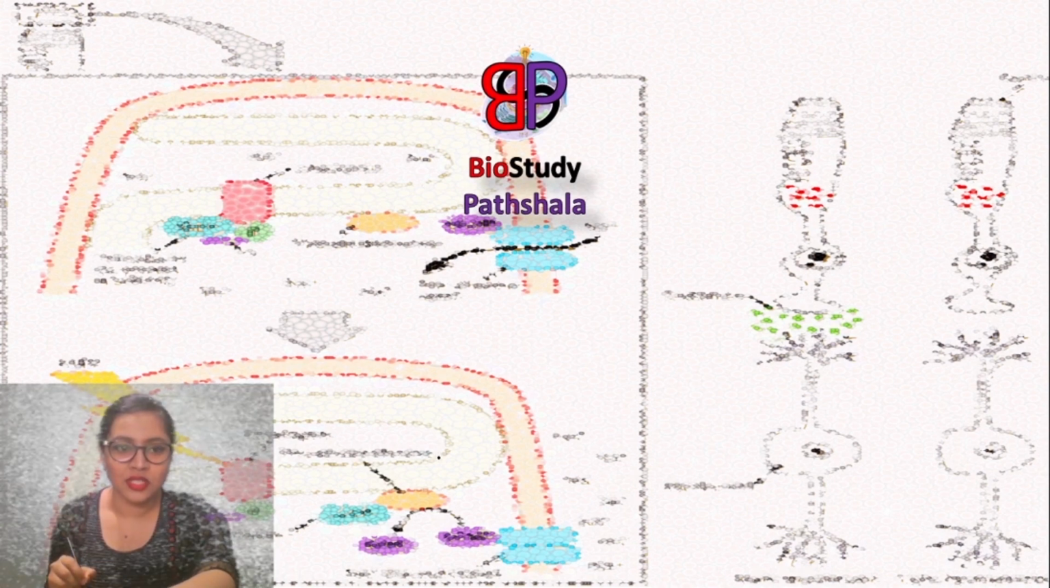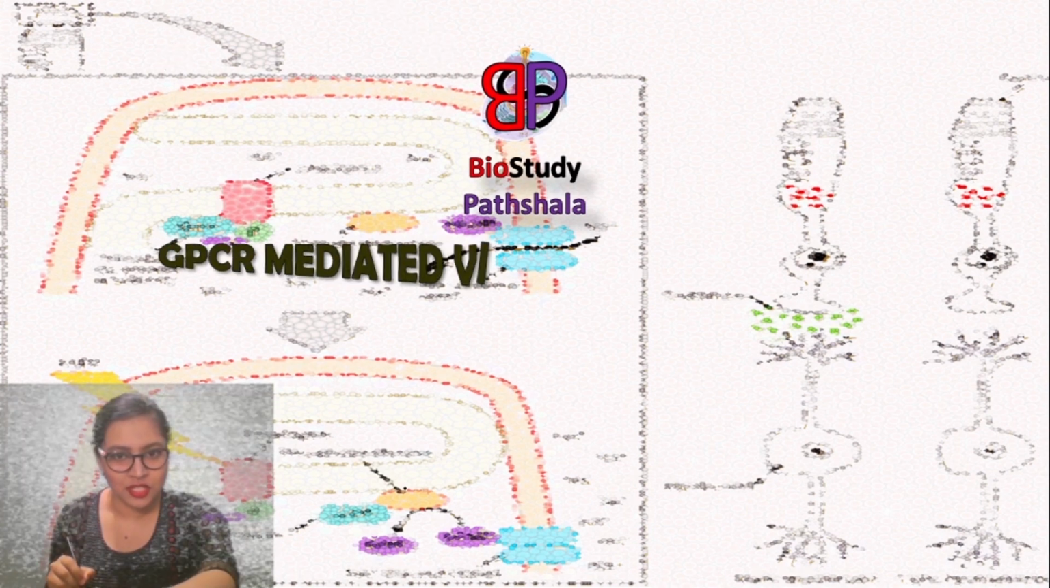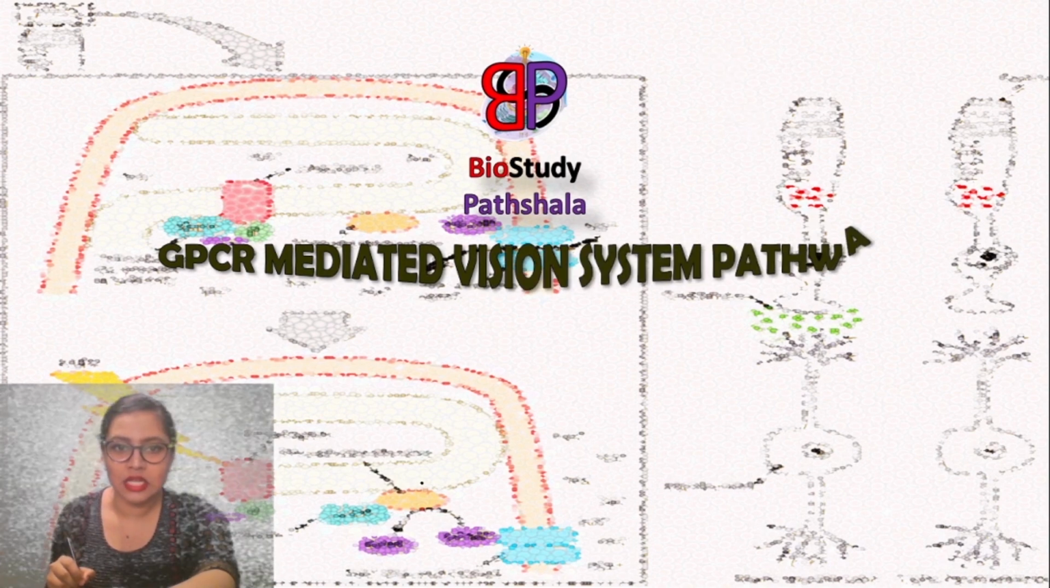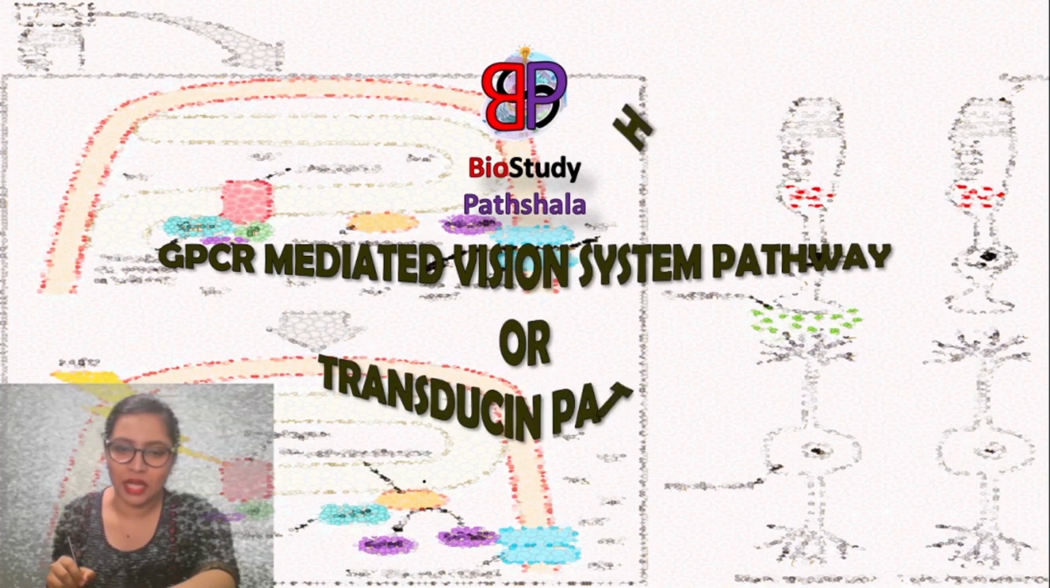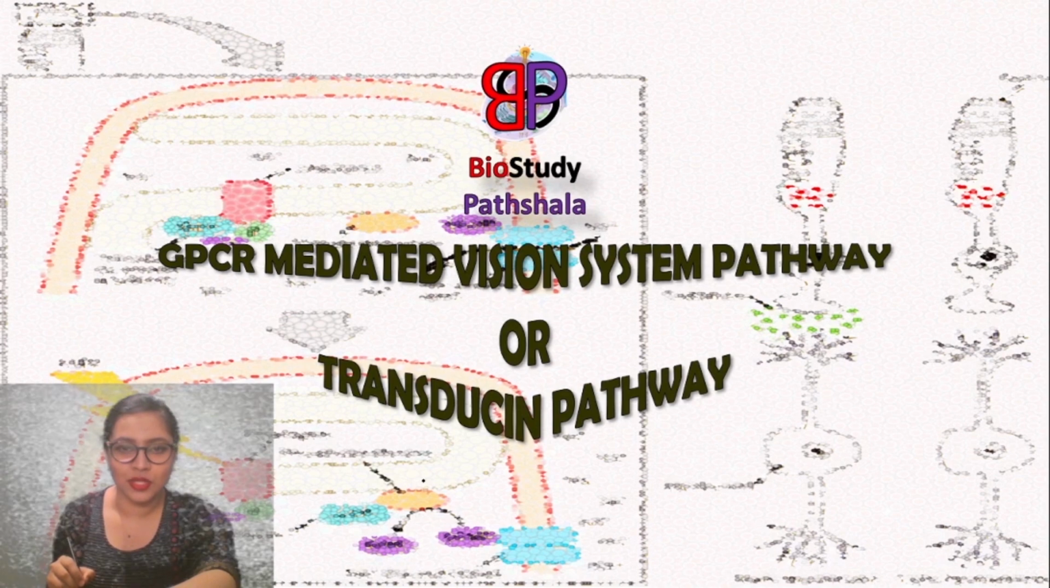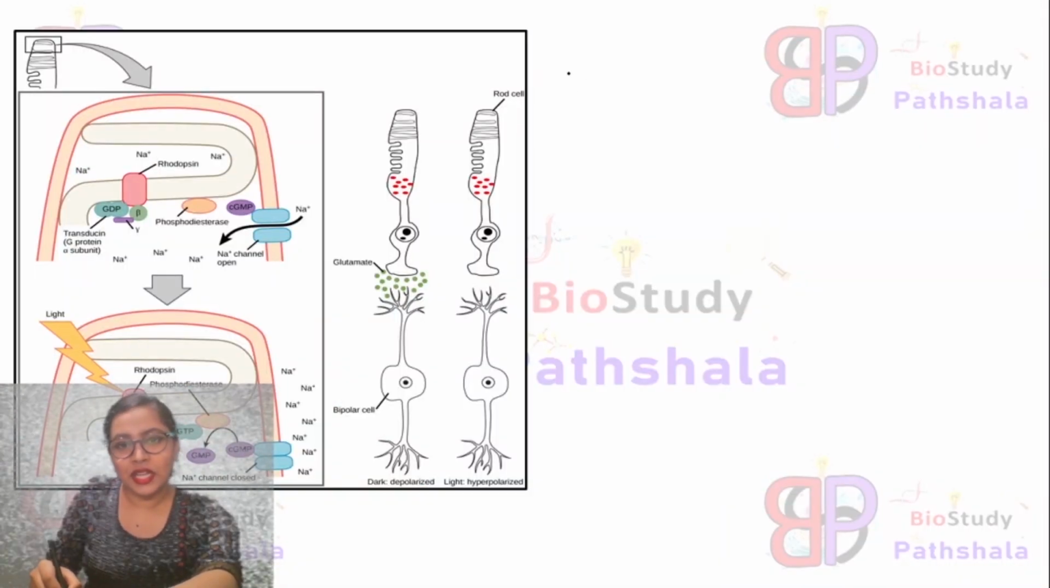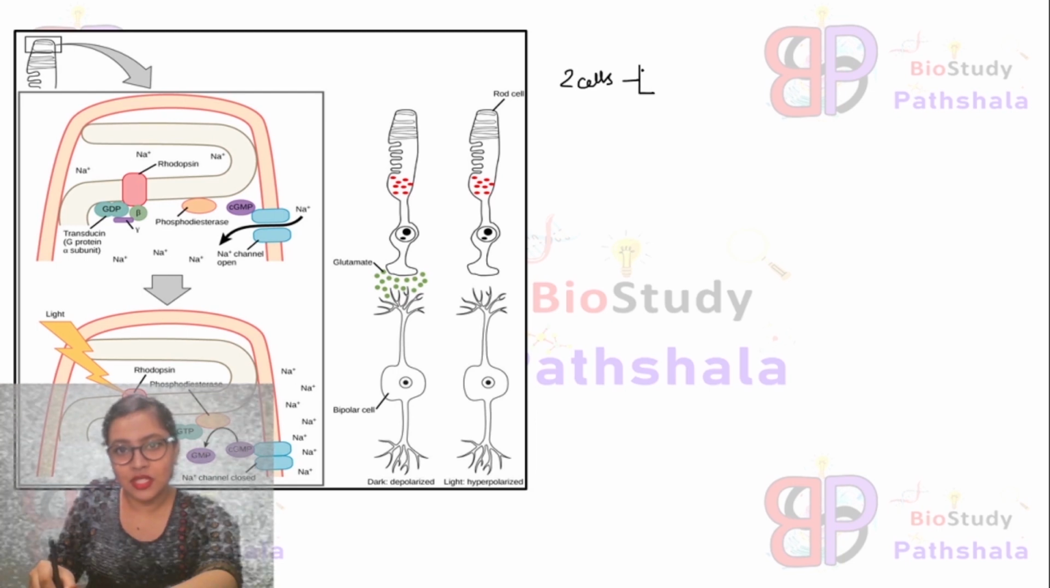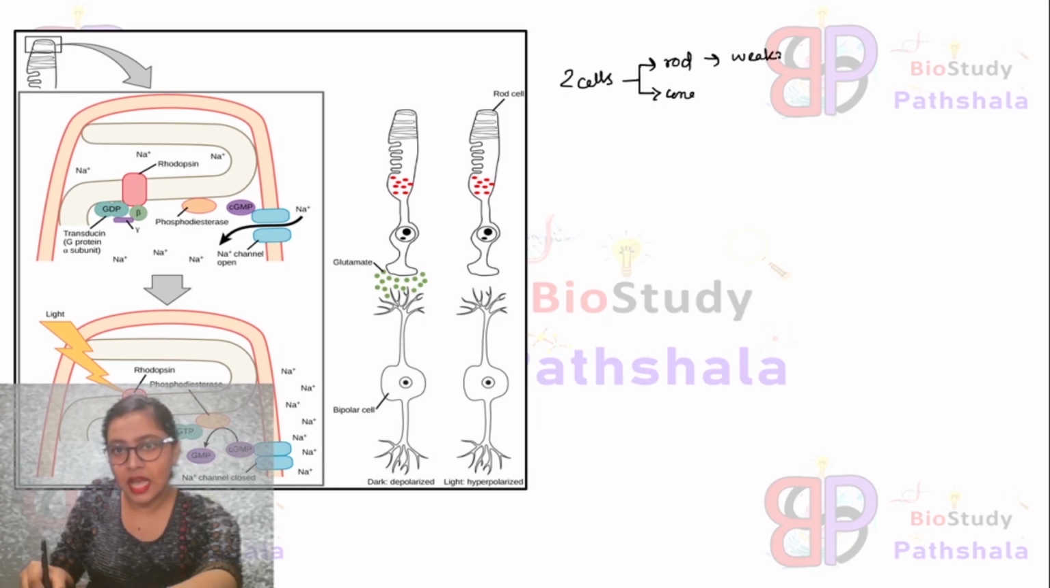Today we are going to learn about the GPCR mediated vision system pathway, and this pathway is also known as the transducing pathway. So let's begin today's session. There are two cells involved in the vision system. These are rod cells and cone cells. The rod cells are mainly involved in weak, low-intensity light, while the cone cells are involved in colored vision.